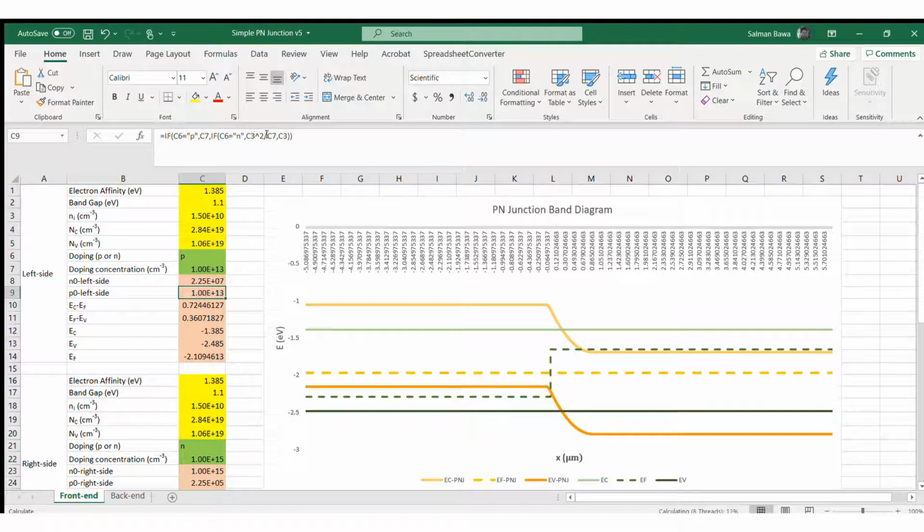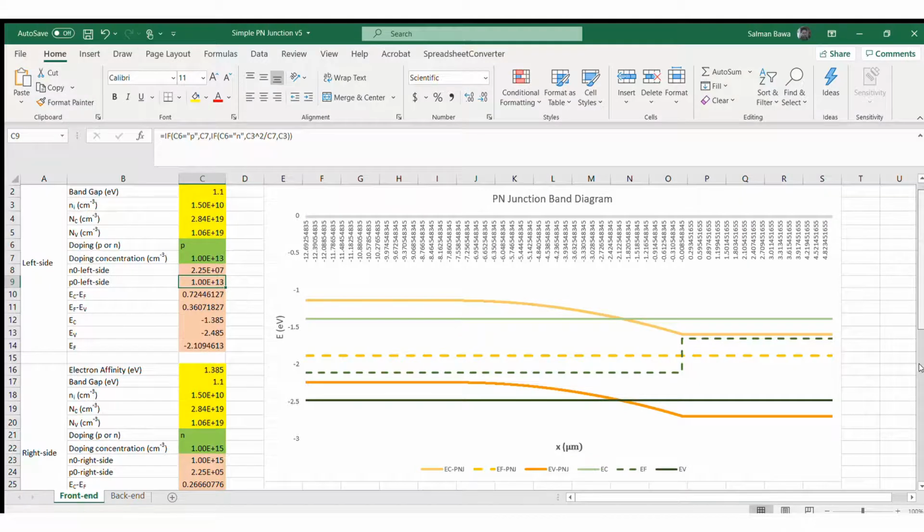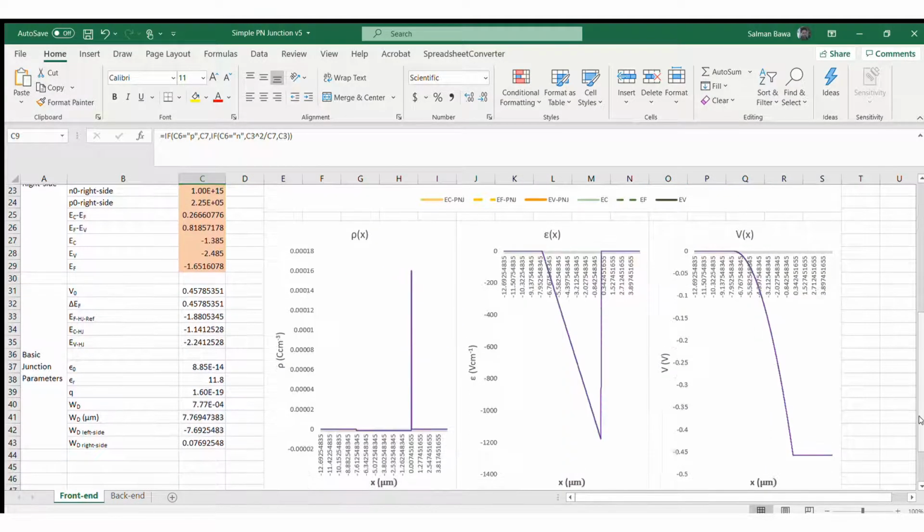And you can see that we take some time before the graph actually shows up, and that's because you can see these calculations that are going on. Remember that we have about 500,000 rows, so these calculations take some time before the values change, and you can see the change in the graph then. So now obviously the width of the depletion region on the left-hand side is much more than the width of the depletion region on the right-hand side. And you can see the same coming up in the graphs of the charge density, the electric field, and the potential.